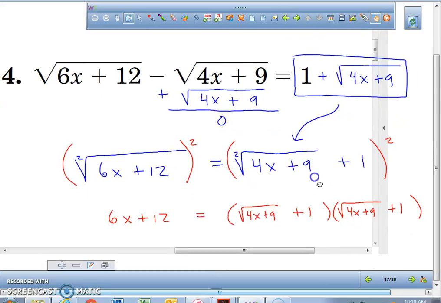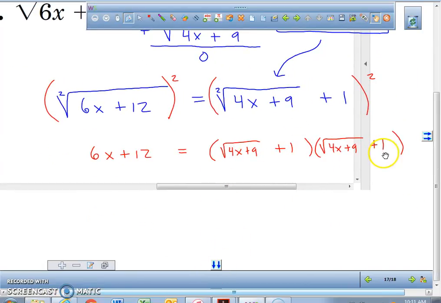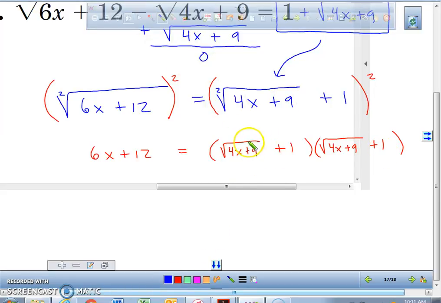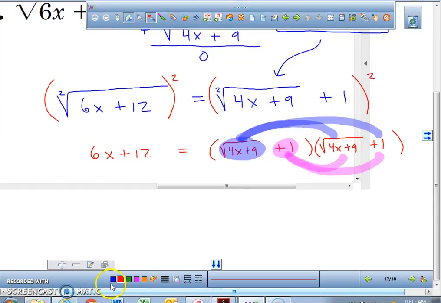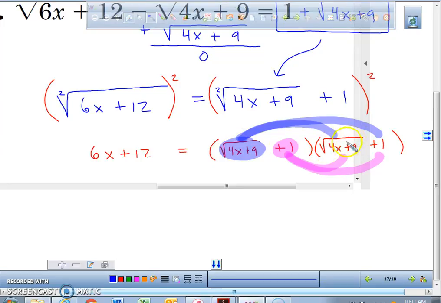Now, there is a faster way of doing this without foiling it. But right now, for this purpose, I want you guys to simply FOIL this out with me. We're going to take this right here and distribute it to both numbers, and then I'm going to take the 1 and distribute it to both numbers. This right here, the square root of 4x plus 9 times the square root of 4x plus 9 is simply 4x plus 9, because the radical times the radical gets rid of it.